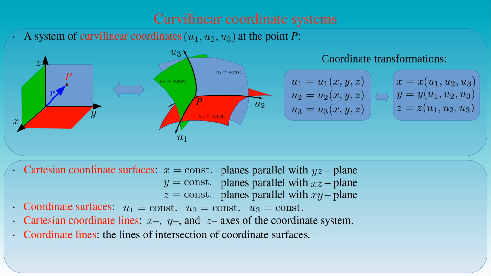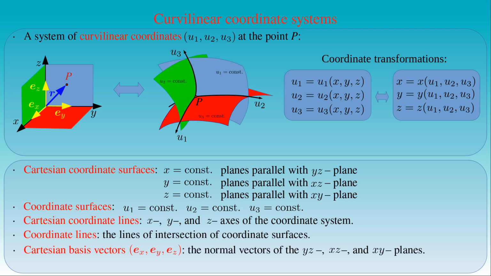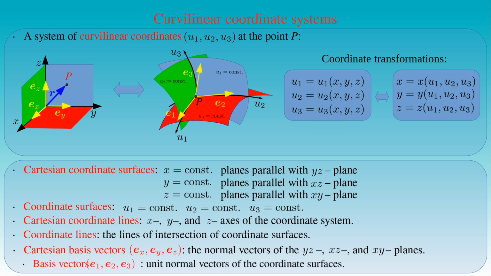The Cartesian basis vectors ex, ey, and ez point from the origin into the direction of the axes. They are mutually orthogonal and can be considered as the normal vectors of the yz, xz and the xy planes respectively. The curvilinear coordinate basis vectors e1, e2 and e3 are not necessarily orthogonal to each other, but they are the normal vectors of the coordinate surfaces in the point P.